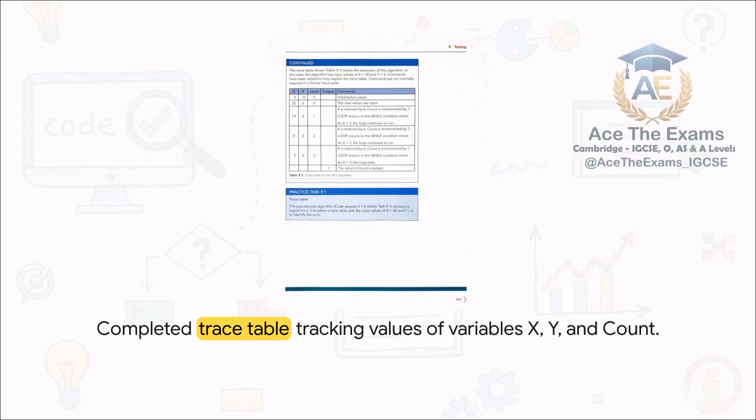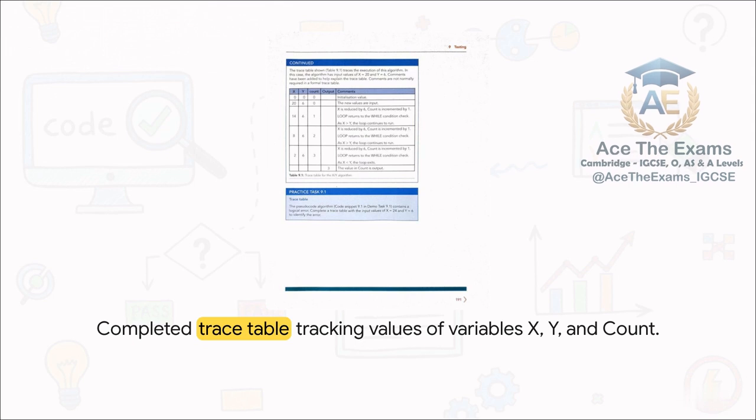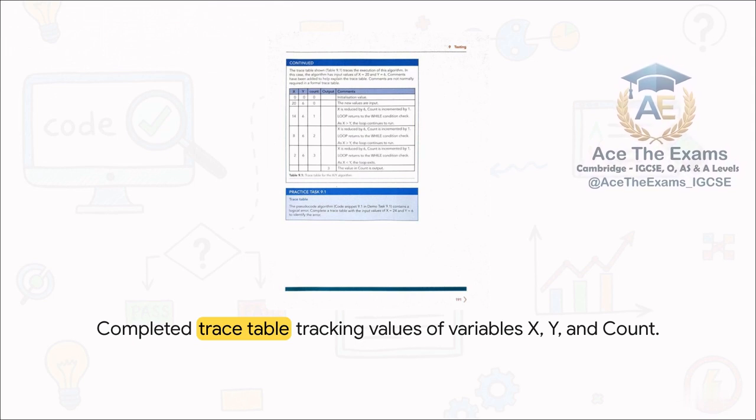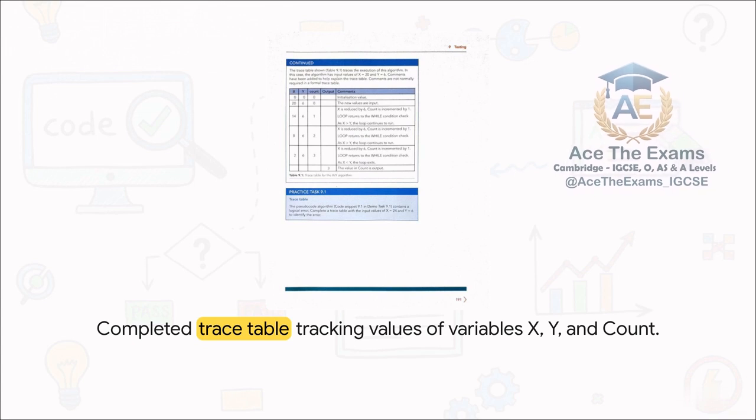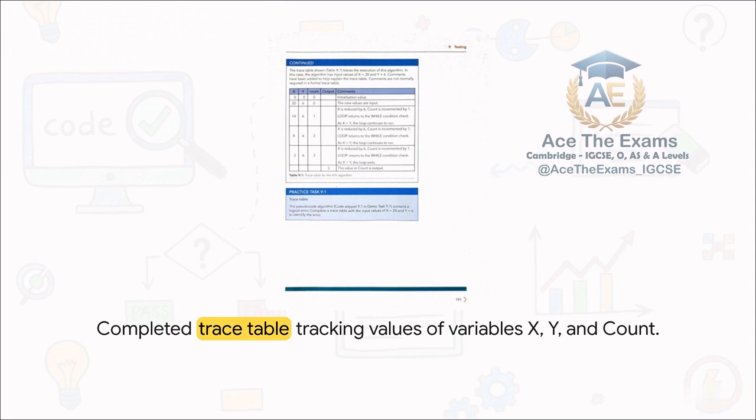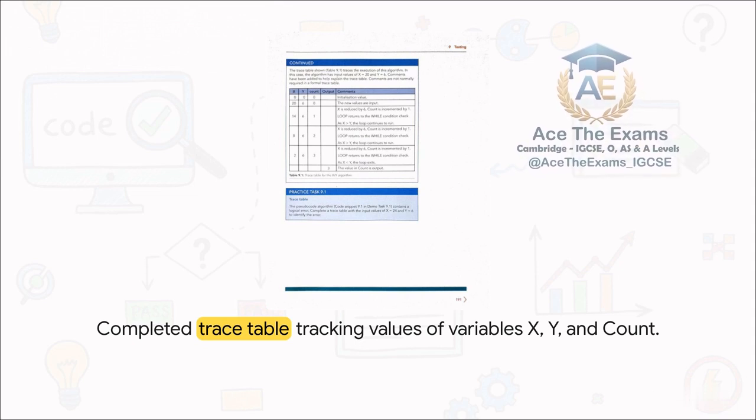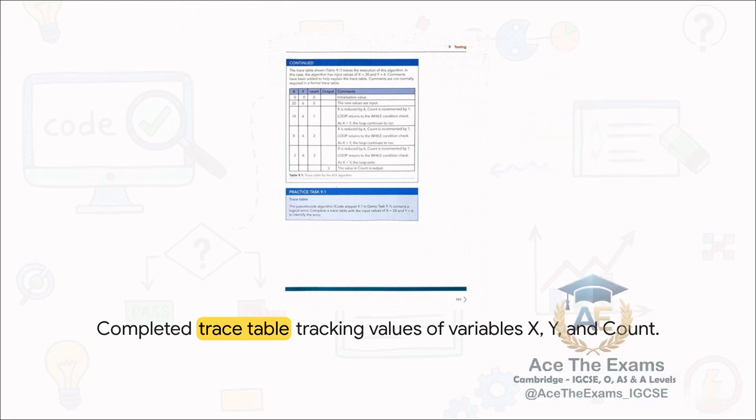Then we repeat. 14 becomes 8, count becomes 2. 8 becomes 2, count becomes 3. At this point, the loop condition checks if x is greater than y. Well, 2 is not greater than 6, so the loop exits. The final output is 3. This table is a thing of beauty. It's clean, it tracks every single iteration perfectly, and it leaves absolutely nowhere for a logical error to hide.